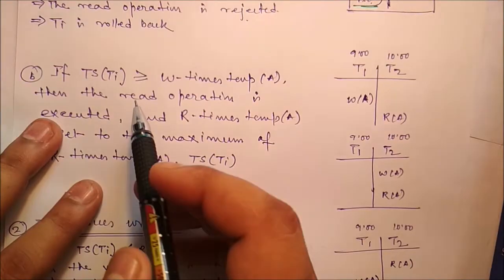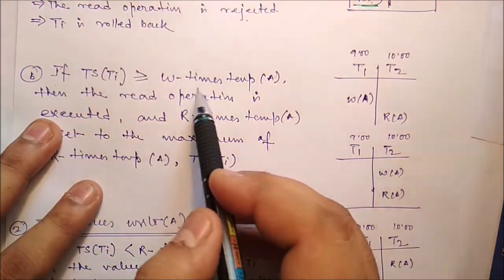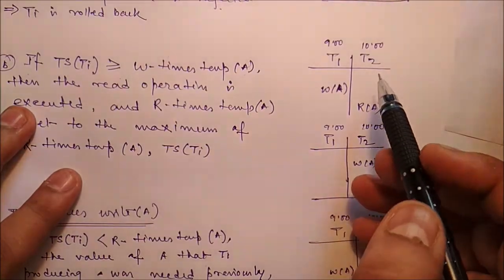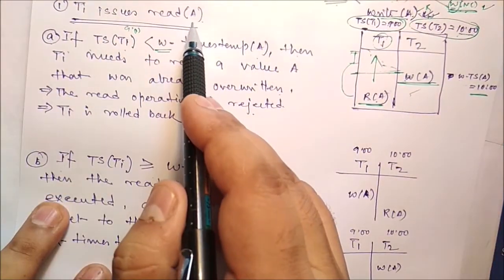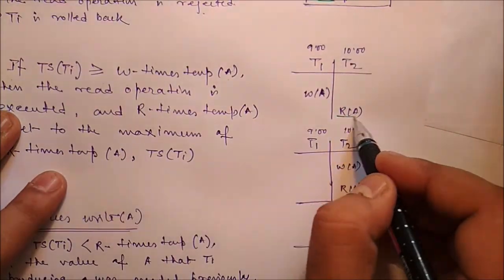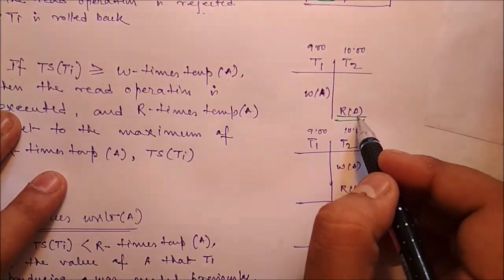Are you getting this one? Now we can say, if TS(Ti) is greater than W-timestamp of A, the transaction Ti needs to read. Now say here transaction T2 wants to read the variable A.